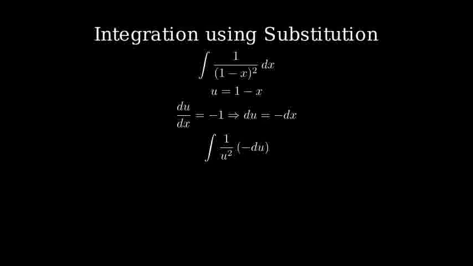Our integral is transformed into the integral of negative 1 over u squared du. This is a much simpler integral to evaluate. Let's rewrite it in a more manageable form as the integral of negative u to the power of negative 2 with respect to u. Now, we integrate this expression. The antiderivative of u to the power of negative 2 is negative u to the power of negative 1, which simplifies to positive 1 over u.